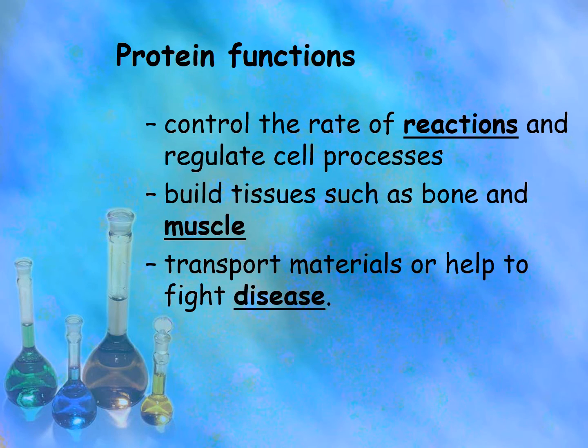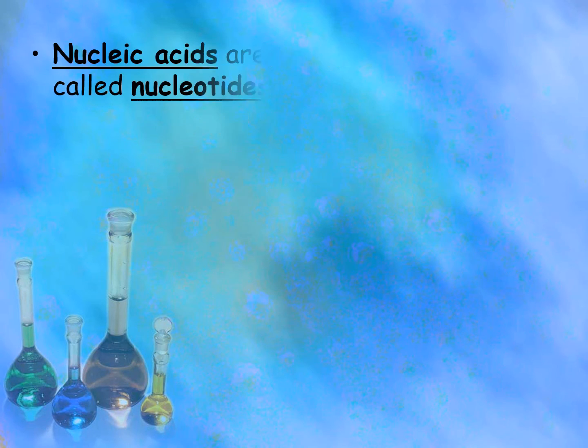The other function of proteins is they help build tissues like bone and muscle. They also help transport materials or help fight disease. You have a lot of different immune substances like antibodies that are made of protein that help you fight disease. Hormones in your body, a lot of them are proteins. Some of them have certain shapes. Proteins actually are very specific in their shapes in order to function properly.